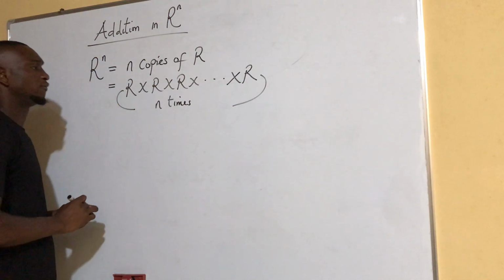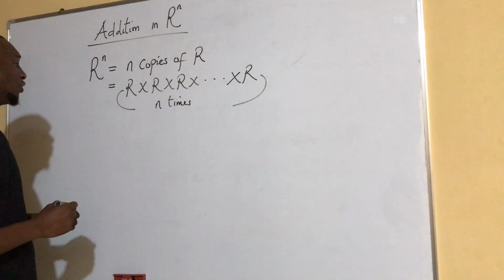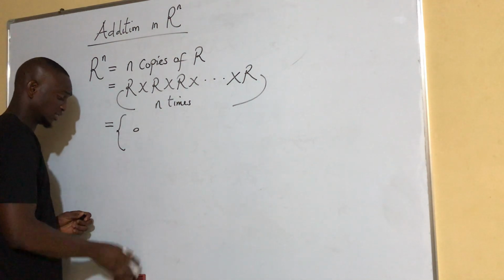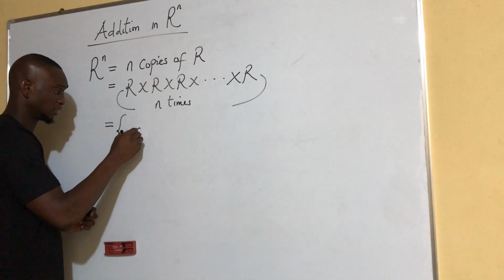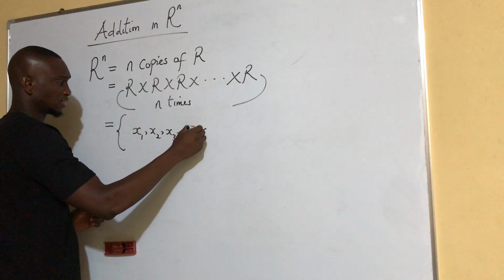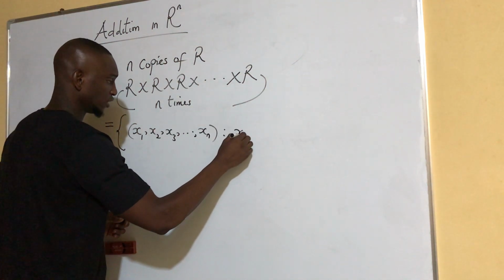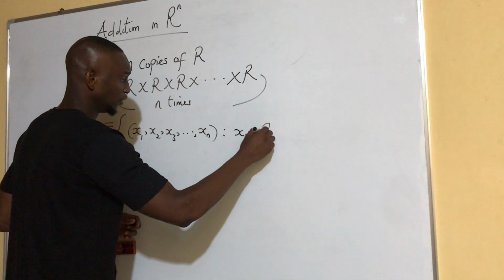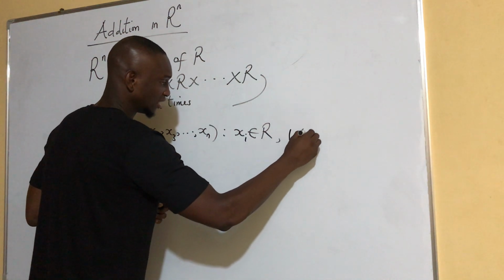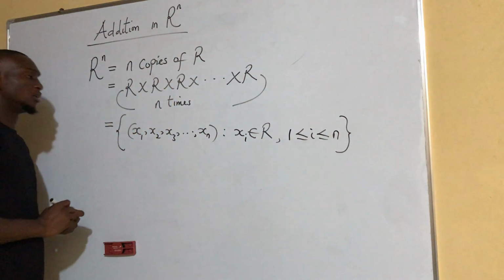Now, if I bring in the concept of Cartesian products, we have this set of n ordered elements x1, x2, x3, ..., xn, such that each xi is an element of the real numbers, for 1 less than or equal to i less than or equal to n. Now this is the set.